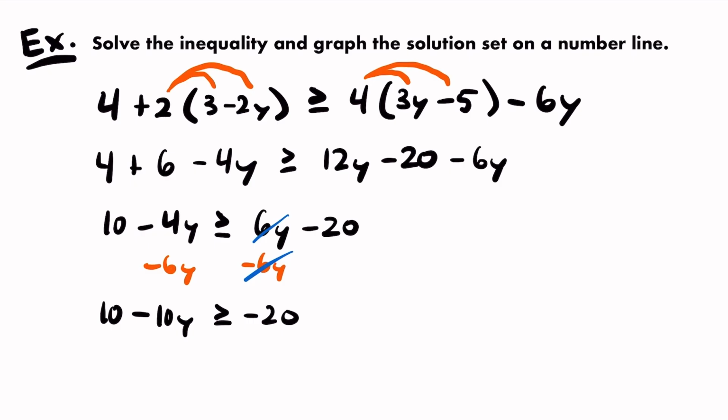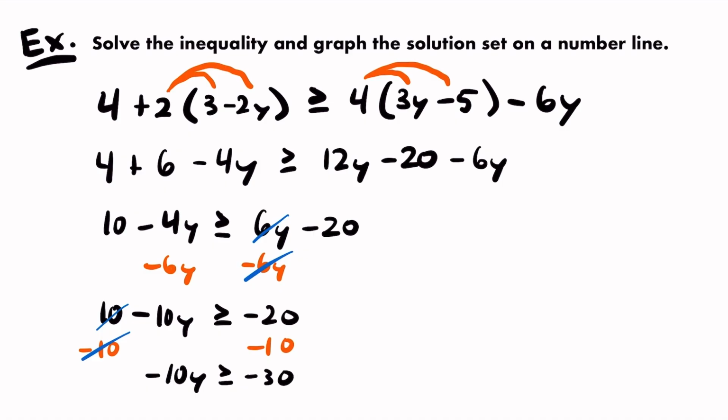But before we can, we have to get rid of this constant term on this side of the inequality. We need to have that variable term by itself. So let's get rid of 10 by subtracting 10 from both sides of the inequality. So 10 and negative 10 cancel out to become 0, leaving us with negative 10y is greater than or equal to negative 20 minus 10, which will be negative 30. Okay, and so we're almost done.